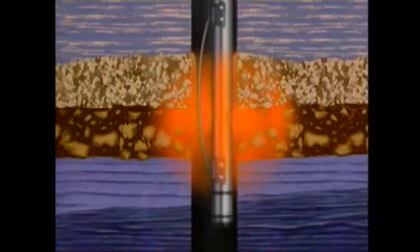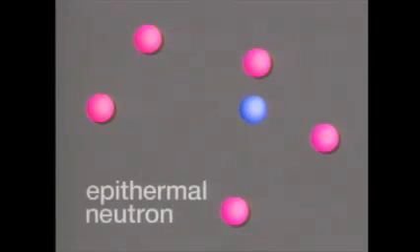A neutron source emits high-energy neutrons into the formation. The individual neutrons collide with nuclei of atoms in the formation. Each collision reduces the energy level of the impacting neutron until it reaches an intermediate energy level. At this energy state, a neutron is called an epithermal neutron.